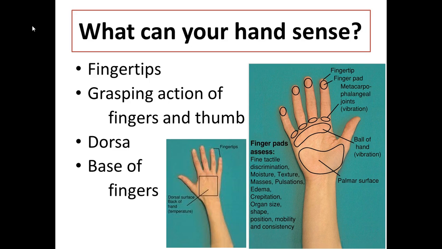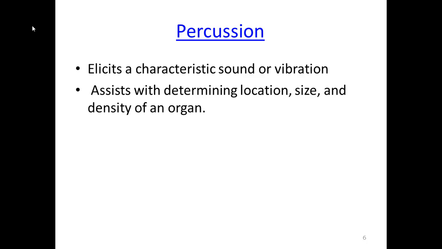Percussion. Percussion elicits a characteristic sound or vibration. It helps determine location, size, and any type of density of an organ or potentially a mass. Percussion can also assist with determining location, size, and density.